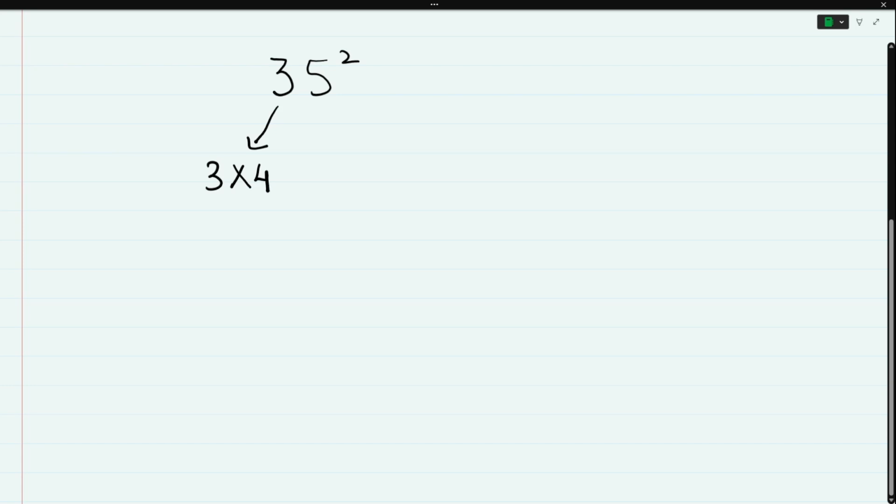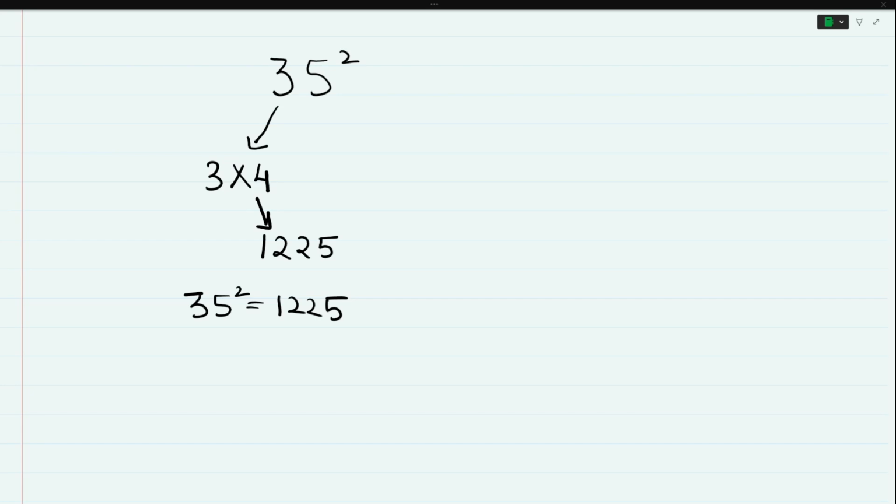Let's take another example, 35. So again we take the tens digit and multiply it with the next higher number. So what is 3 times 4? We get 12. And we just simply add 25 to the end. So we get our answer, which is 35 squared is equal to 1225.